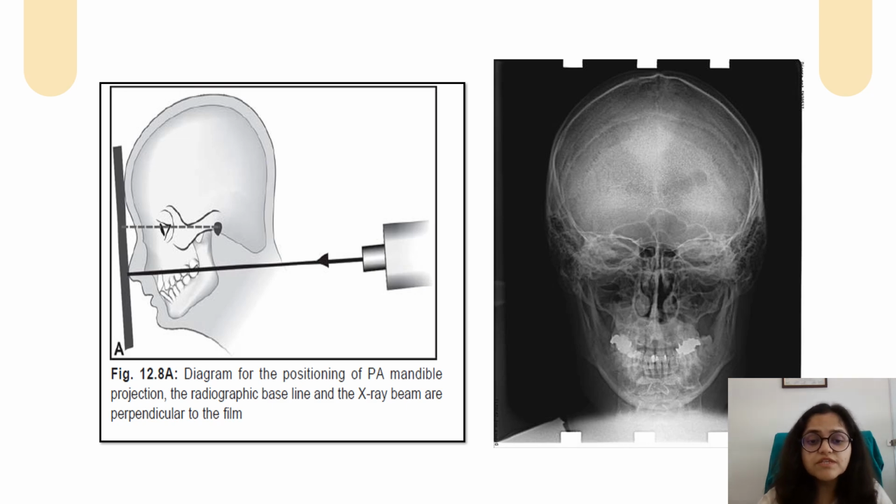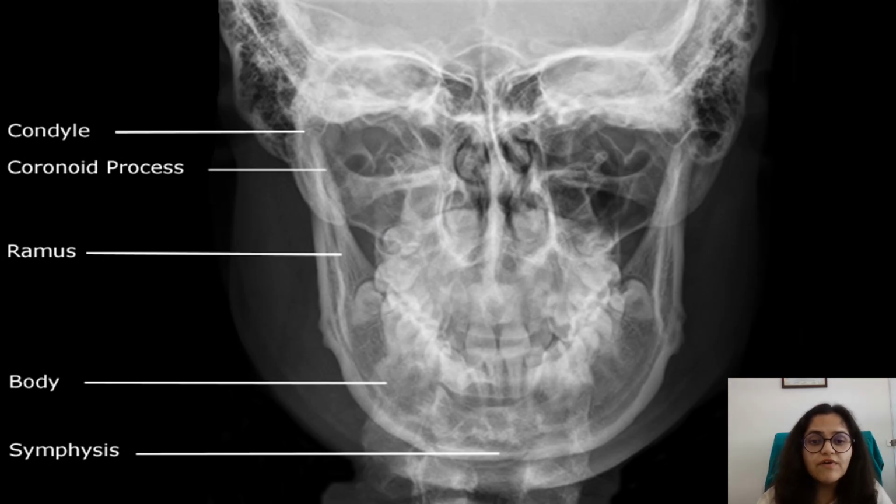In this diagram, you can see the position of the PA mandible projection. The radiographic baseline and the X-ray beam are perpendicular to the film. The structures shown in this radiograph are the condyle, coronoid process, ramus, body, and symphysis area.